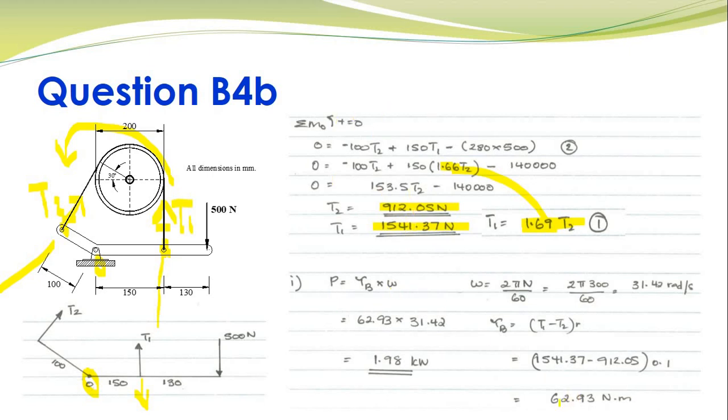Then finally you have to find the power that can be transmitted. So power is nothing but your braking torque times your angular velocity. Your omega speed was given as 300, so your angular velocity is 31.42 rad per second, and your braking torque is simply the difference between T1 minus T2 times the radius. So your braking torque was 62.93 Newton meter. So substitute everything into this equation, you get a power of 1.98 kilowatt that is transmitted by this bend brake.